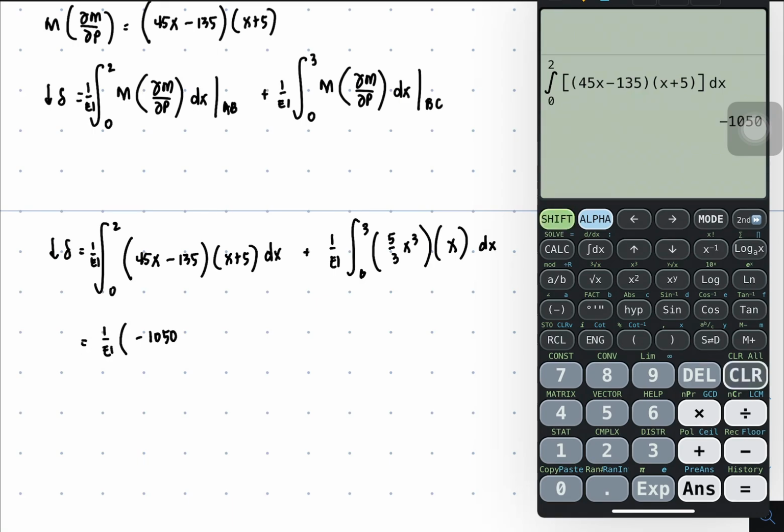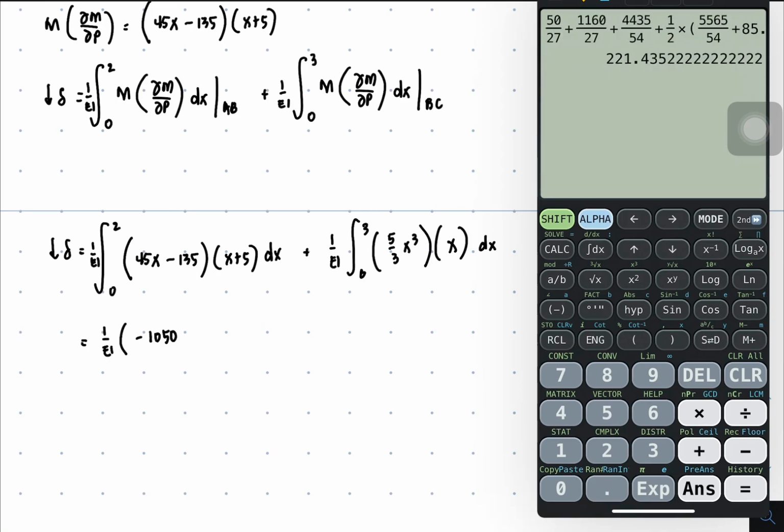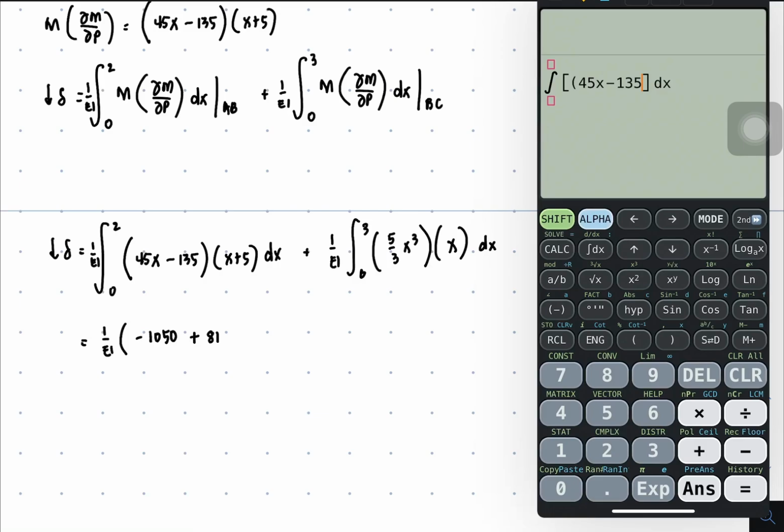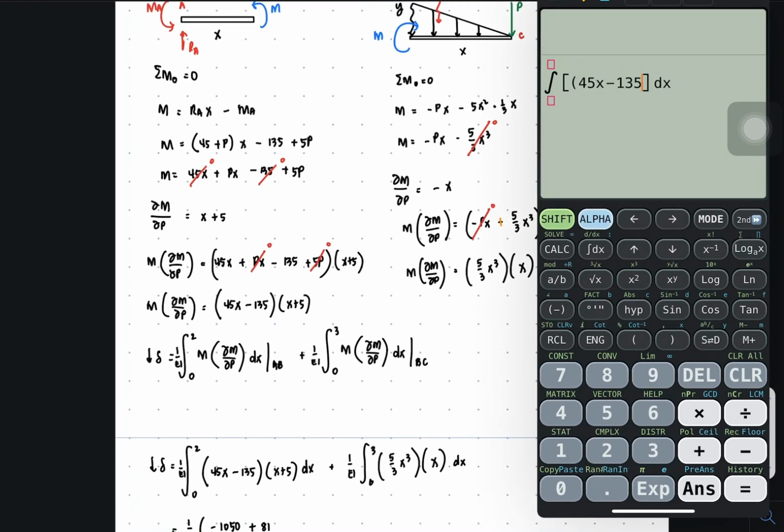And then plus, so let's have a different one. It's the integral of 5 over 3 x cubed times x from 0 to 3. So this is 81. So can I just repeat this one term? Integral of 45x minus 135.